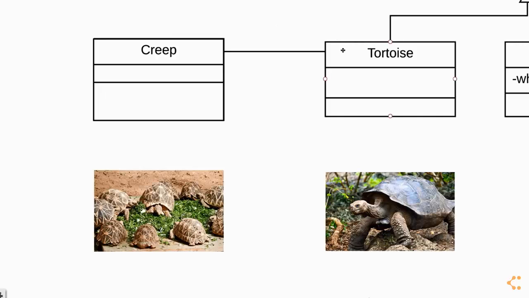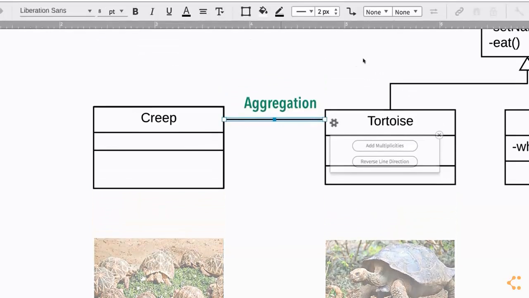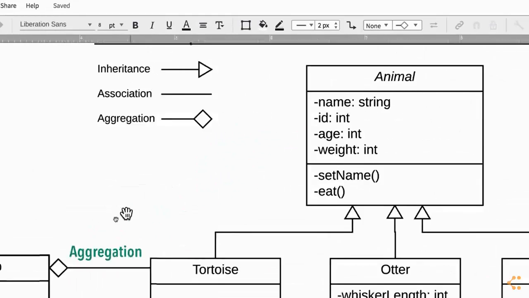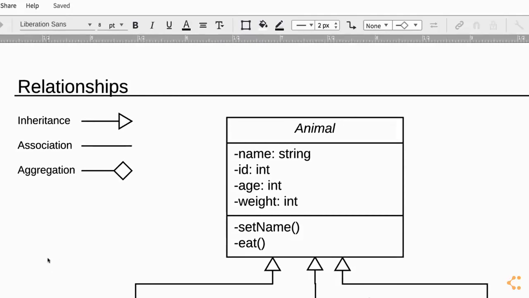That type of relationship where a part exists outside the whole is aggregation, and we note it with an open diamond. There's also a relationship where the part can't exist outside the whole. It's called composition.